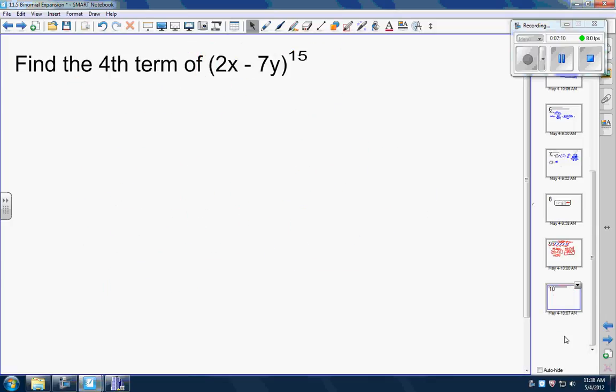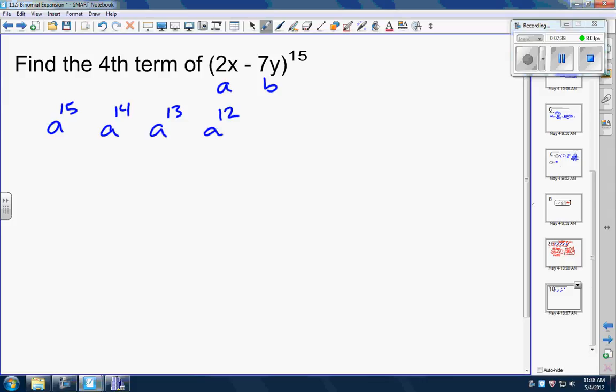One more little practice here. If you want the 4th term of this, well, the 15th row of Pascal's triangle is going to be a whole lot. You'd probably have to Google image that. So we'll just start with the skeleton here. We'll call this A and B. If I want the 4th term, I know my first term's going to be A to the 15th, and then I'm going to count down from there.